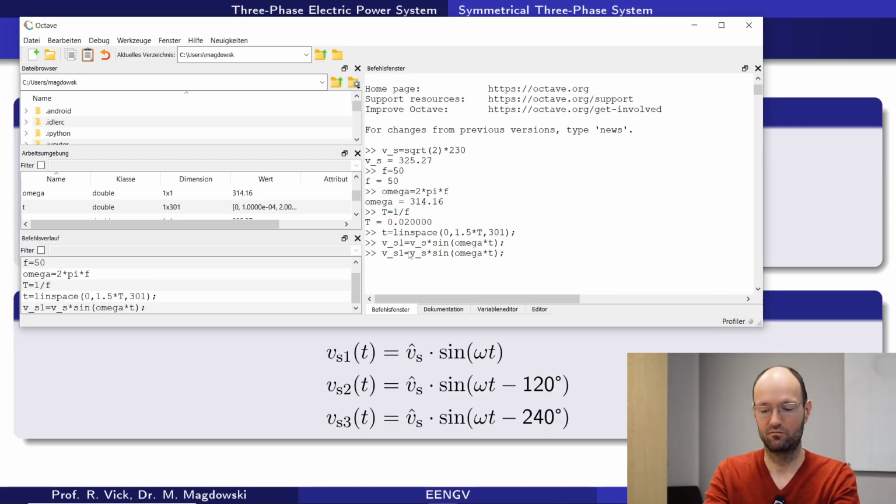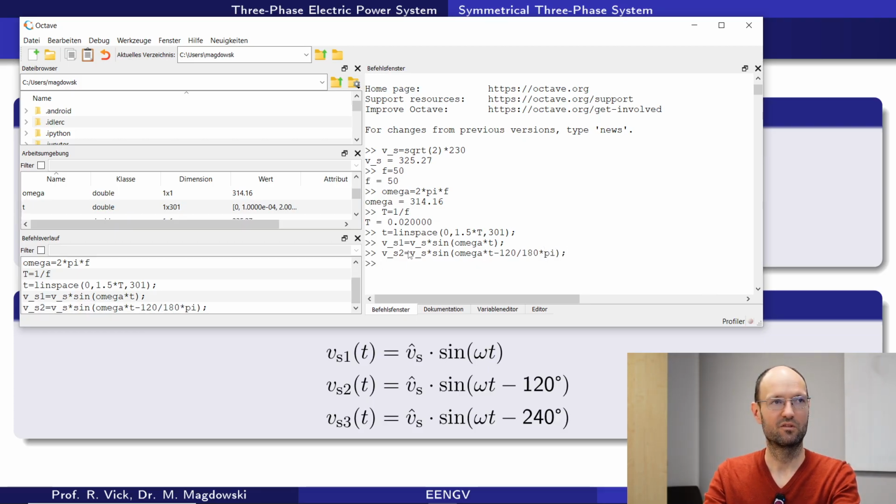So for the second voltage, we need to have this phase shift. What do I need to add? Yeah, conversion between degree and radians. So how to convert this degree into radians? We need to divide by 180 and multiply with pi. So we get the second voltage, and if I do this once again for the third voltage, with minus 240, then we also have the third voltage.